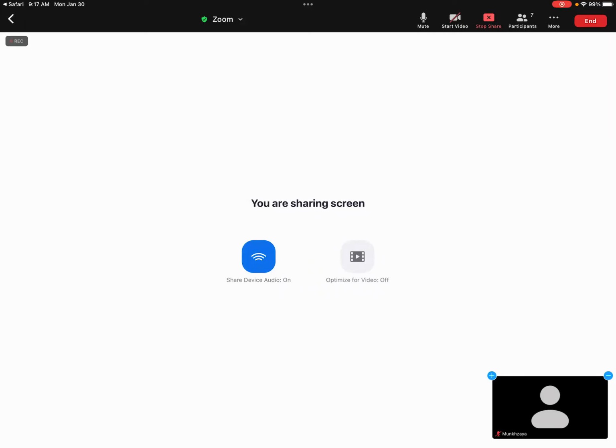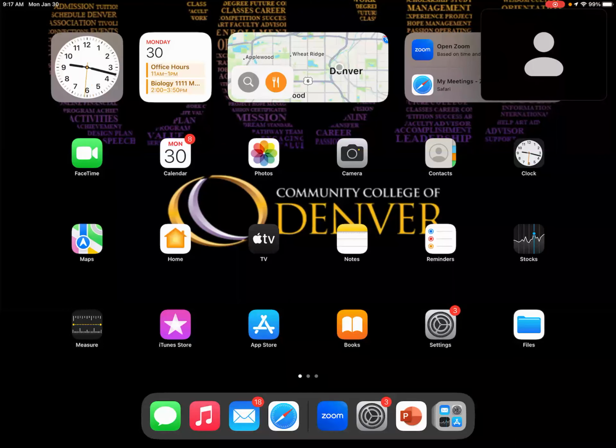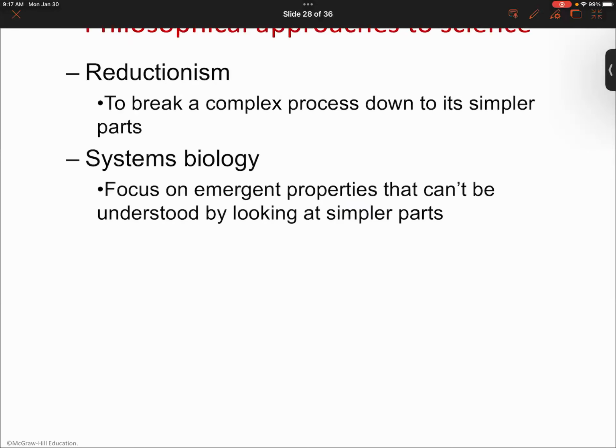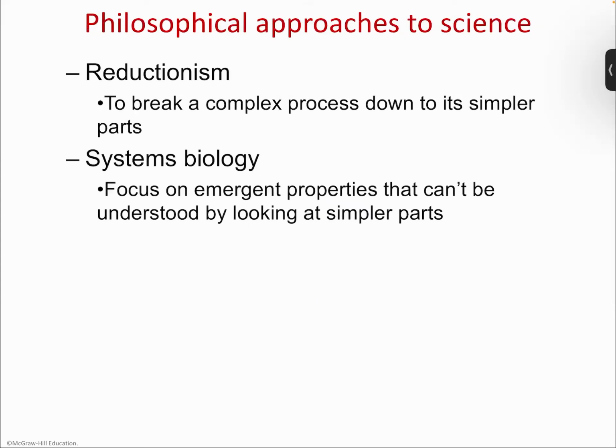So let's go ahead and get ourselves started here. We're going to finish up chapter 1 and get ourselves a good, healthy start on chapter 2. Does this look familiar? This is where we left off, roughly.